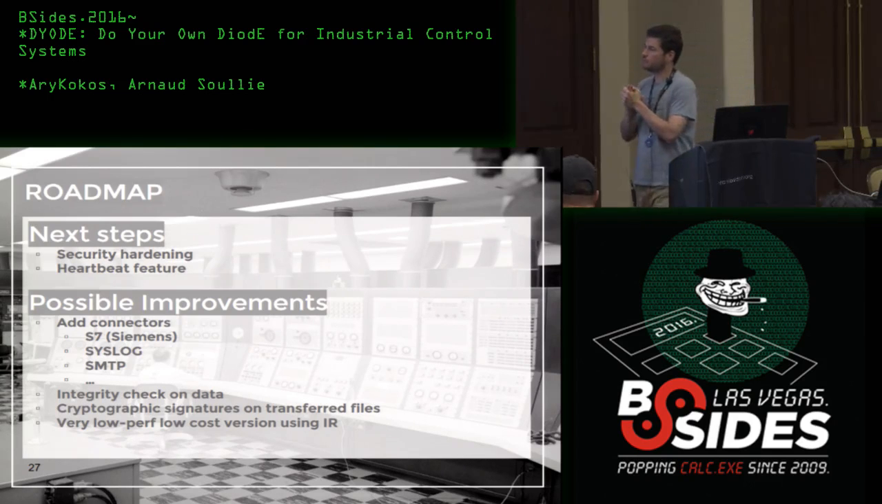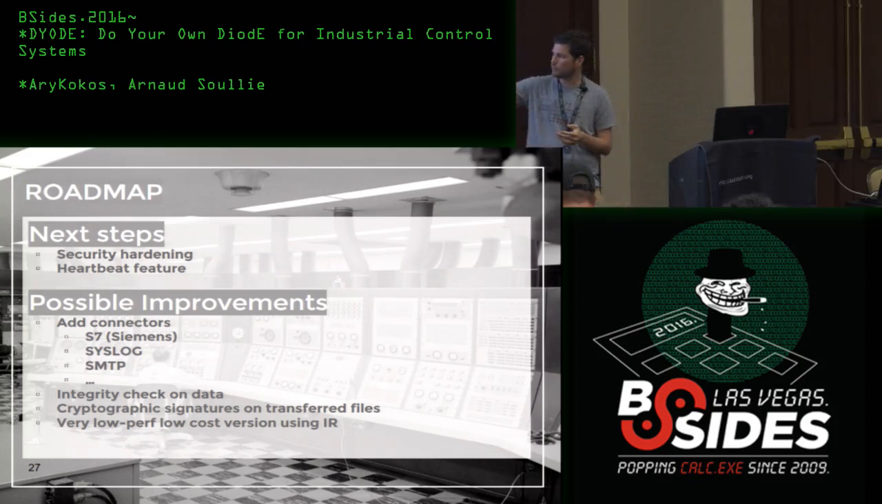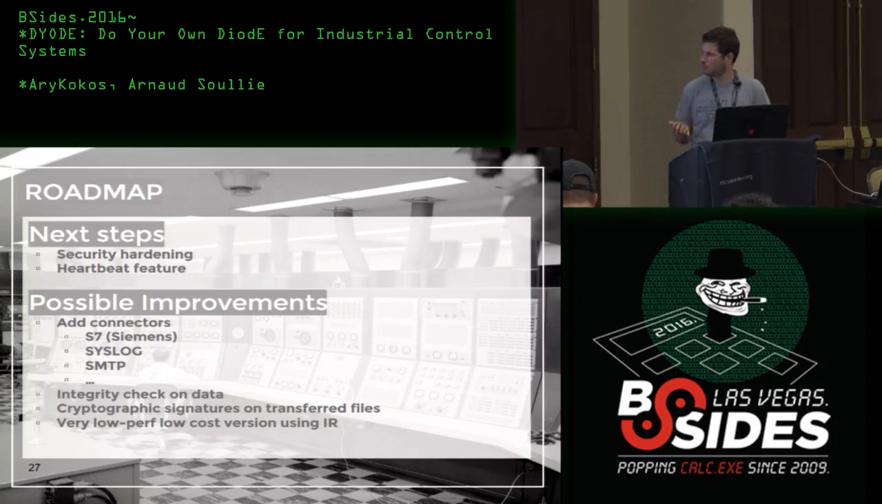Possible improvements for which we may need your help. Adding more protocols. At the moment, you have file transfer, Modbus, and screen sharing. We'd like to have the S7 protocol, the one used by Siemens PLCs. It's not too hard to do, I think, because there are open source libraries that will help us. It could also be interesting to have a syslog feature, an SMTP feature, maybe integrate some kind of integrity check on the data. Having a cryptographic signature on transferred files would also be interesting for high security environments. I think it's not going to be that hard to implement.